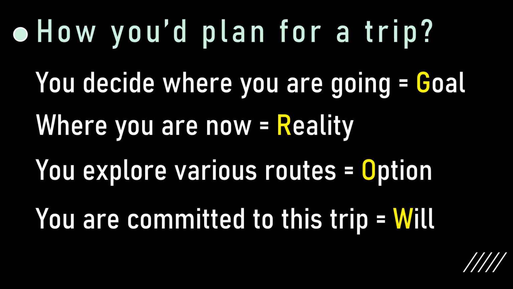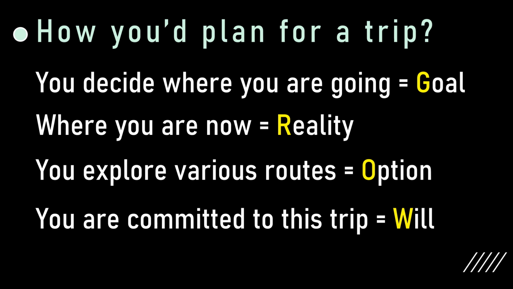A good way of thinking about the GROW model is to think about how you would plan a journey. First, you decide where you're going, and that's your goal. You reckon where you currently are, and that is current reality. You then explore various routes or alternatives. Those are options. In the final step, establishing the will, you ensure that you are committed to making the journey and you're prepared for the obstacles that could come up on your way towards your destination.